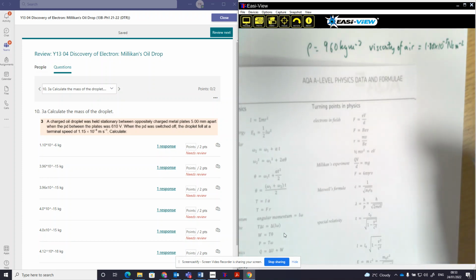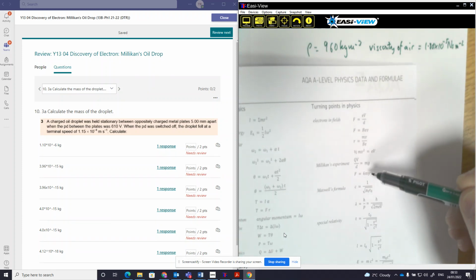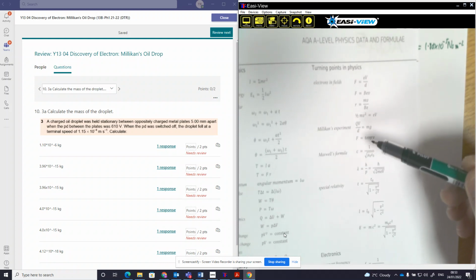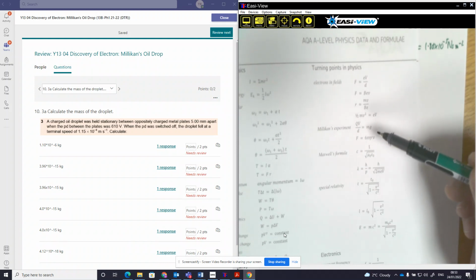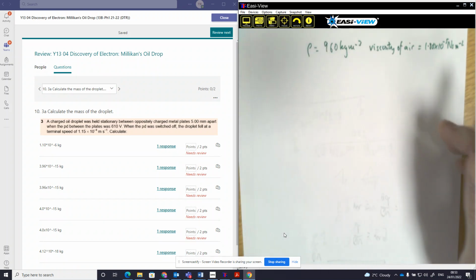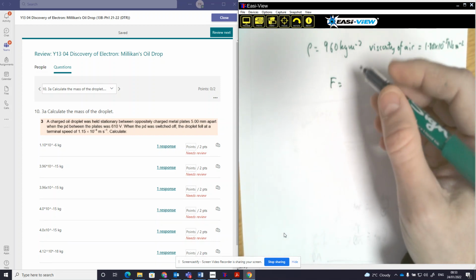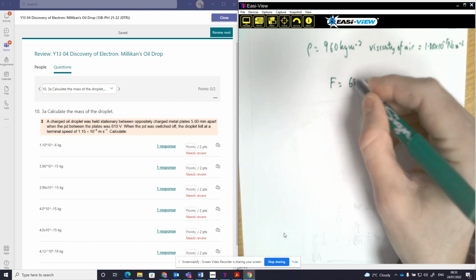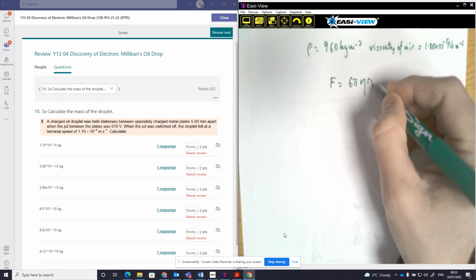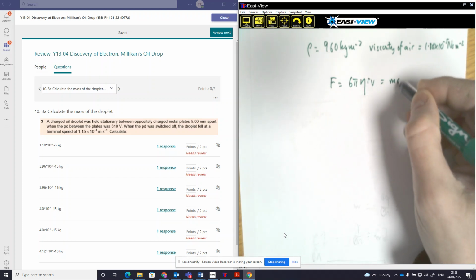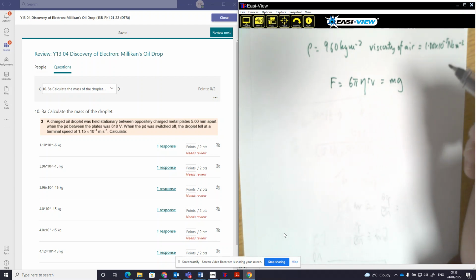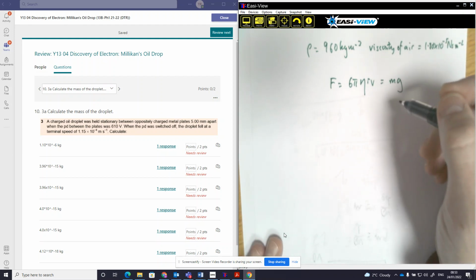You can have a look at this, and we end up with this equation from Millikan's experiment. So we've got QV over D as mg, and that's not going to get us where we need to be. We need to be using F equals 6 pi eta RV. So the force when it's at terminal velocity is 6 pi eta RV, and that's going to equal the weight. So they're going to be equal in magnitude.